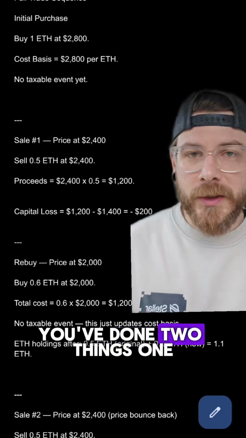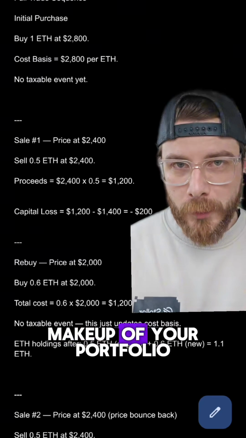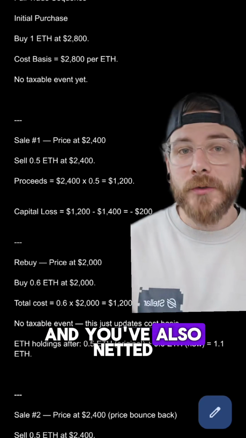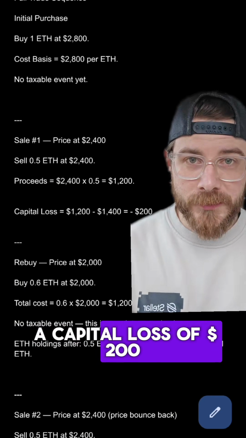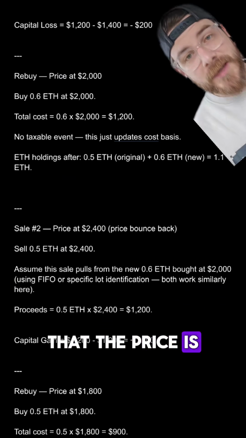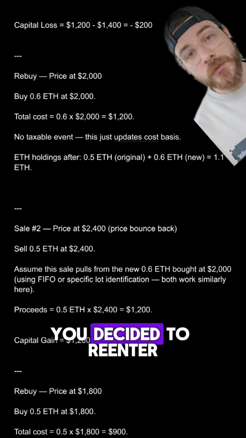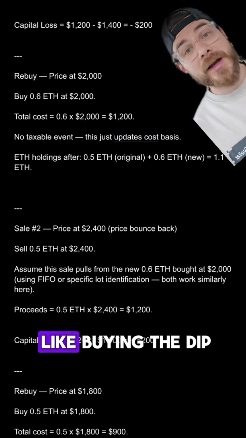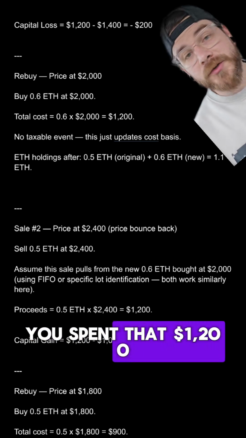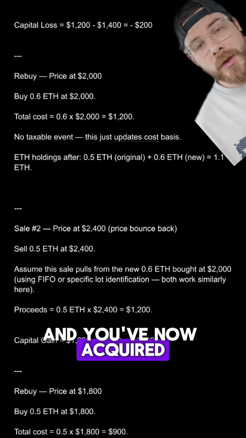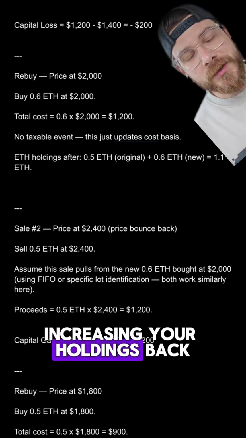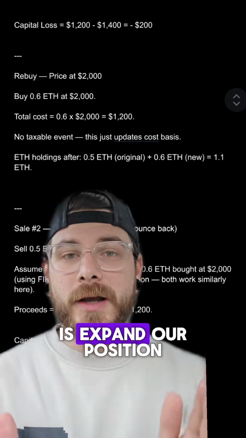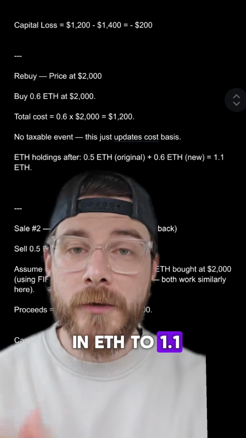In doing this, you've done two things. One, you've now changed the makeup of your portfolio to be half of an ETH and $1,200 in cash, and you've also netted a capital loss of $200. Let's say again, hypothetically, that the price is now down around $2,000 and you've decided to re-enter with some of this cash that you now have on the side because you felt like buying the dip. You spent that $1,200 that you had in cash and you've now acquired 0.6 ETH, increasing your holdings back up to 1.1 ETH now.